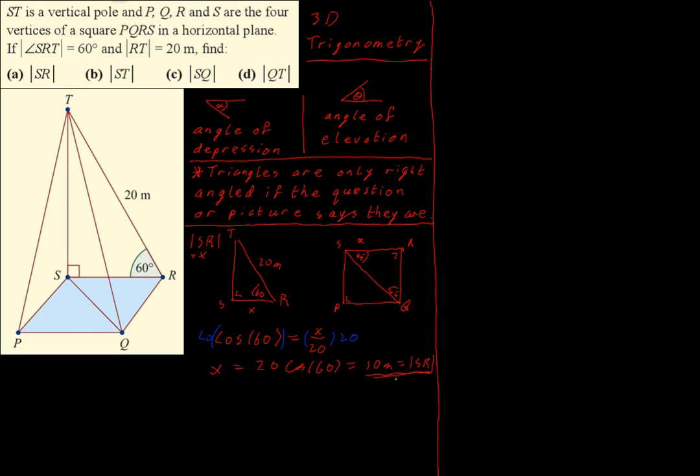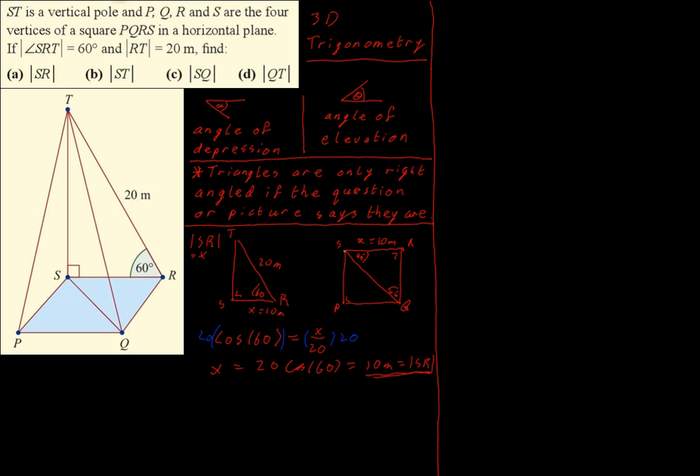SR is 10 meters. What's the last thing I do? I'm going to fill that information in on my picture. So I know that x now is 10 meters. And I know that x here is 10 meters. I have no idea what I'm doing next, but I actually have a lot more I can fill in on this diagram now, because I now know that I have a square here.